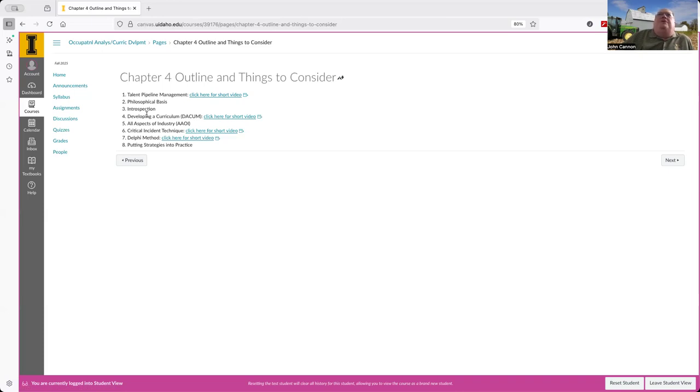Then introspection, looking deep inside. Then several methods are brought up that are used to engage partners in the community. The first one is DACUM, which stands for developing a curriculum. Then all aspects of industry. For this one I looked for a video to share more information and could not find one. This is something that I've read of here in the textbook, and I don't have a lot of information about it.